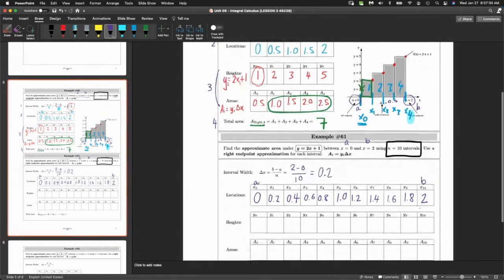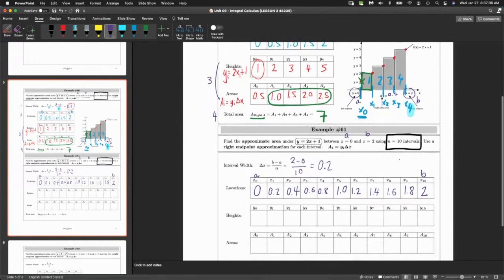So now that we have those x values, we can find the y values. Here's the function, y equals 2x plus 1. So that's how you find the heights. So we would write here y equals 2x plus 1. I'm not putting subscripts, but you can appreciate that's the formula that I'm using. So that'll be 1, and this will be 5.